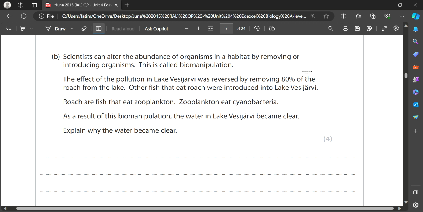Okay, so what they're trying to do over here is decrease the number of the roach. They're removing them. 80% of them are being removed, so that the number of zooplankton would increase. If the number of zooplankton would increase, that means that they would eat more cyanobacteria, and the number of cyanobacteria would decrease. And because there's going to be less cyanobacteria, which is the reason why there's green cloudy water, if that's going to decrease, that means the water will be clear. So that's why we're going to say that.